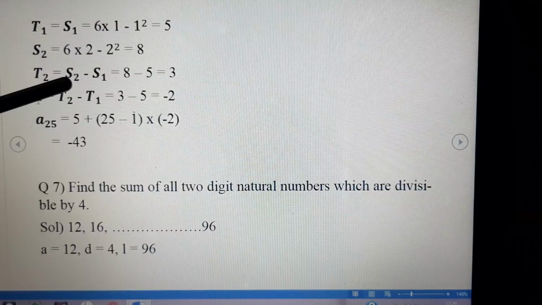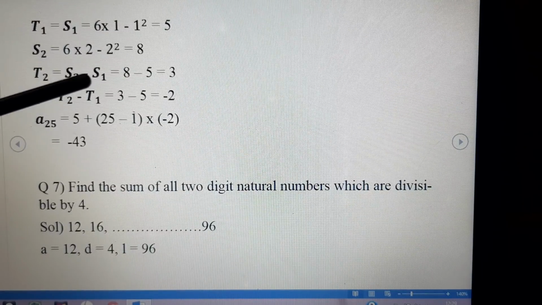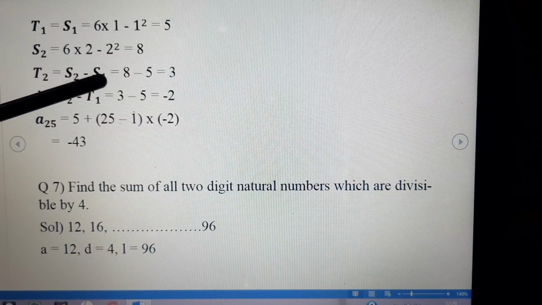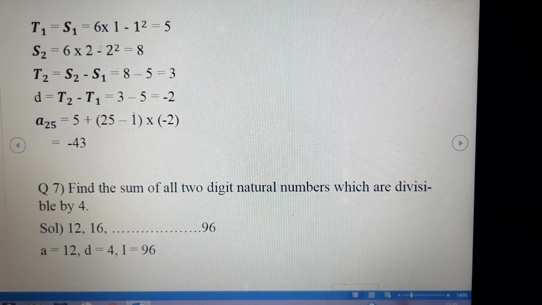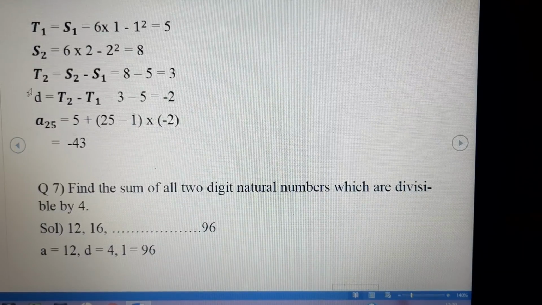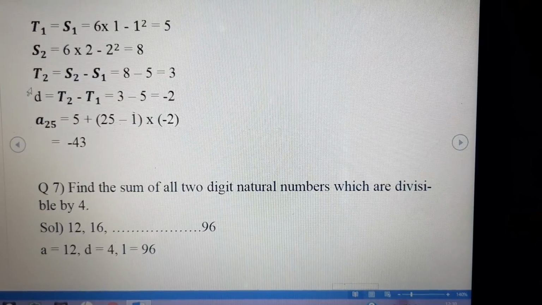S2 carries first and second term together. S1 carries first term, so together minus first, and second minus first, we will be left with the second term. This you have to understand very carefully. Second term is equal to S2 minus S1.